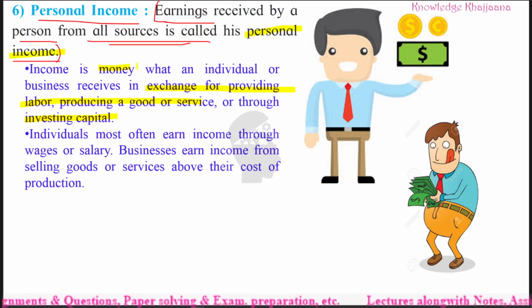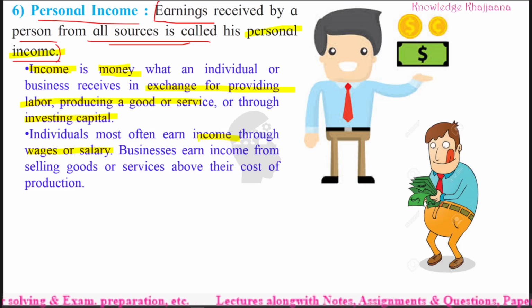Okay, so whatever he is receiving in exchange for giving any type of labor, goods, services, whatever he is receiving, that is called his income. Whatever money he is receiving, that is called his income. Individuals most often earn income. How do they earn the income? Through wages or salary. Business, so individual means the people who work somewhere.